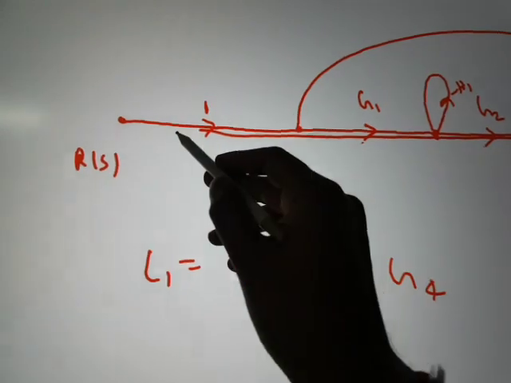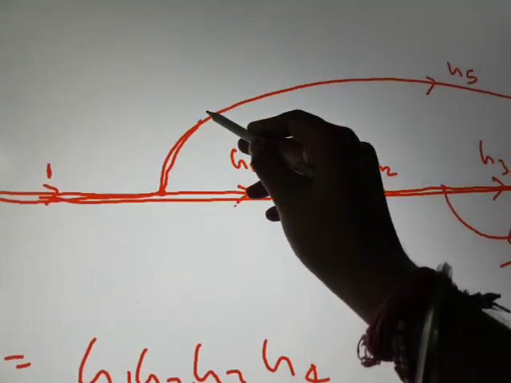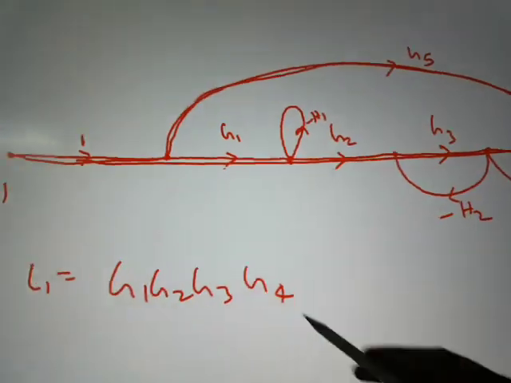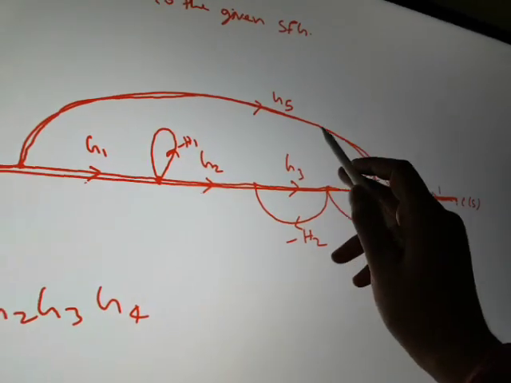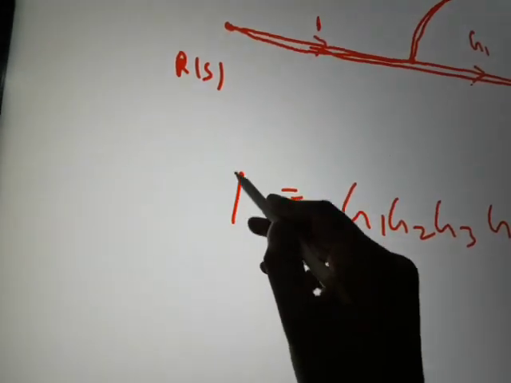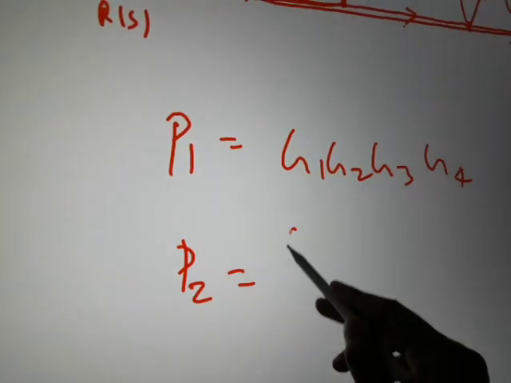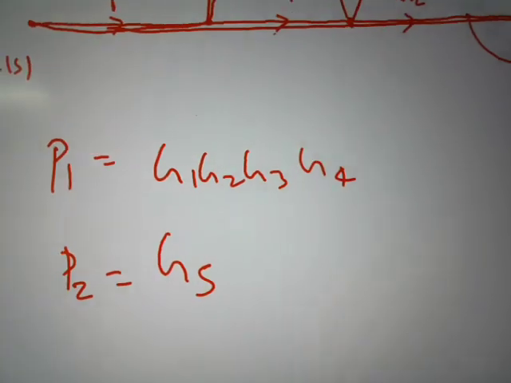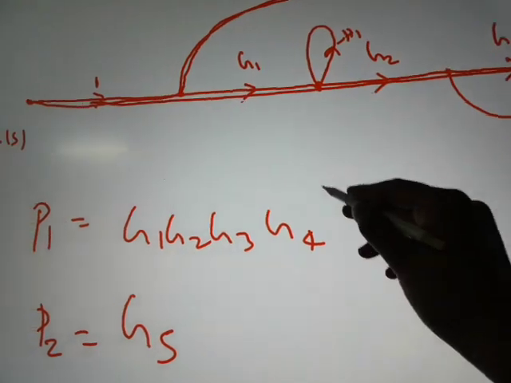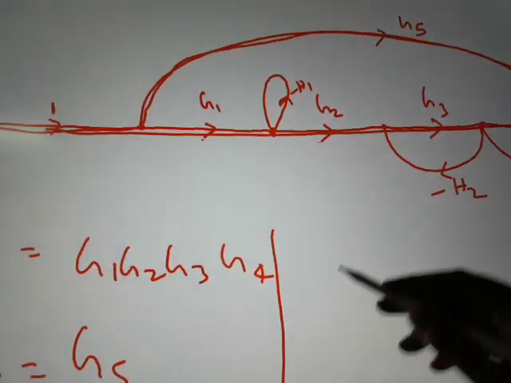And if we look, we have another path, this one. For this path it is 1, G5, 1. So another path P2 is G5. Okay, so we have two forward paths. Now, how many loops?